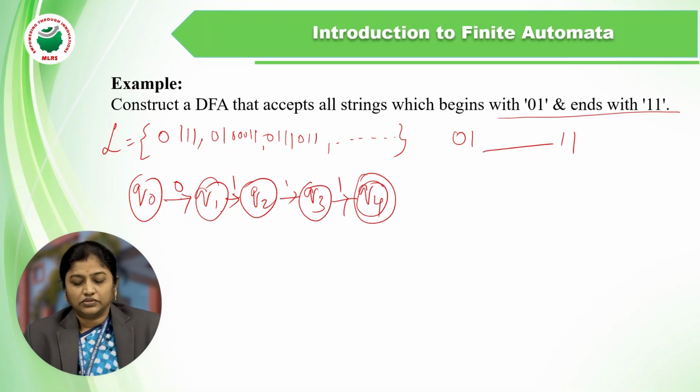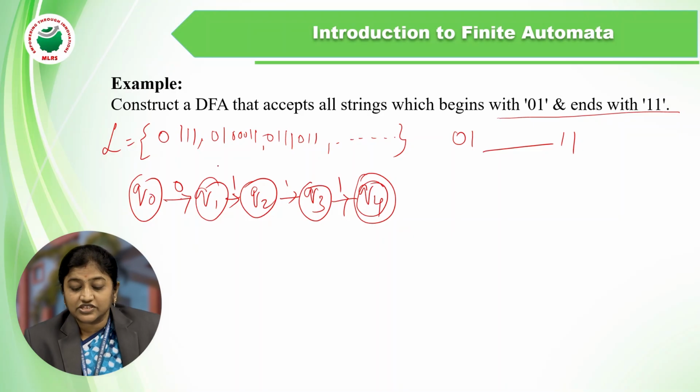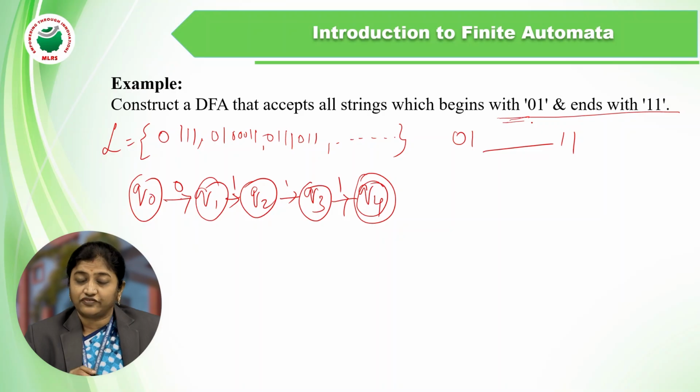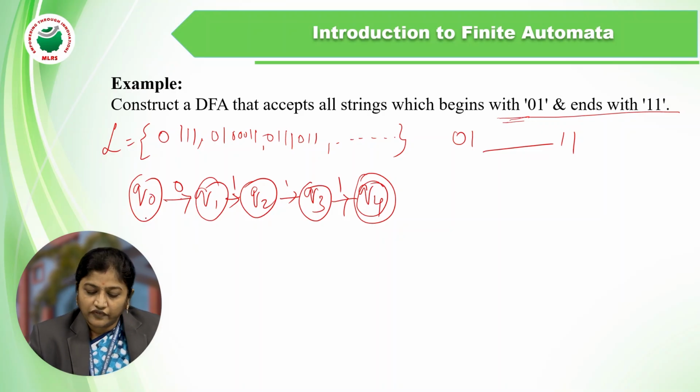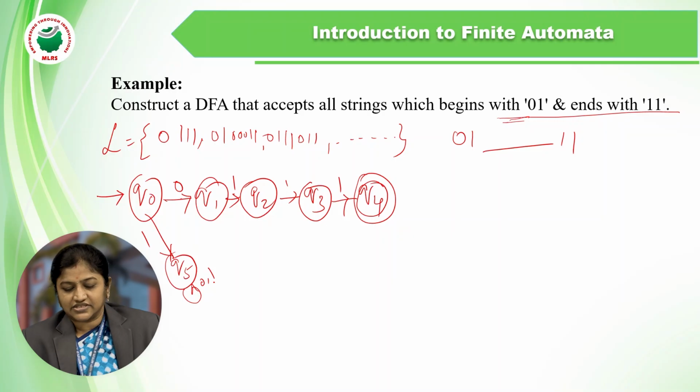Okay. Now, the possibility is that it may start with 1. If it starts with 1, then what happens? That is not accepted by this. The condition given is what? It should start with 0, 1. So, if it starts with 1, we should check for that possibility also, right? So, we'll take one more state such that it should not reach the final state. Okay. As this is not reaching the final state, hence it will not start with 1.